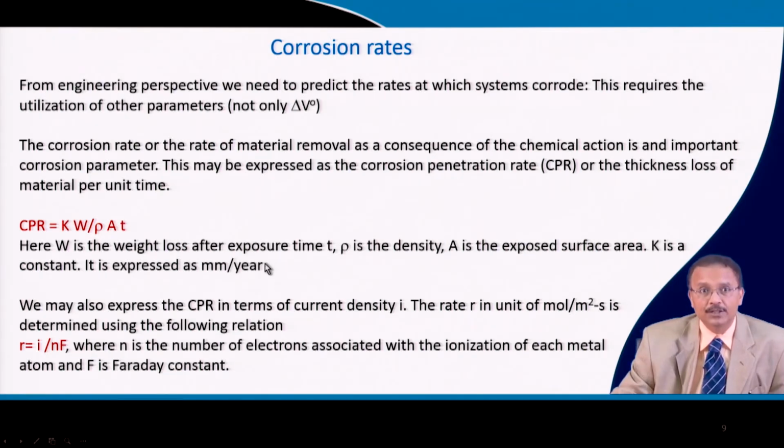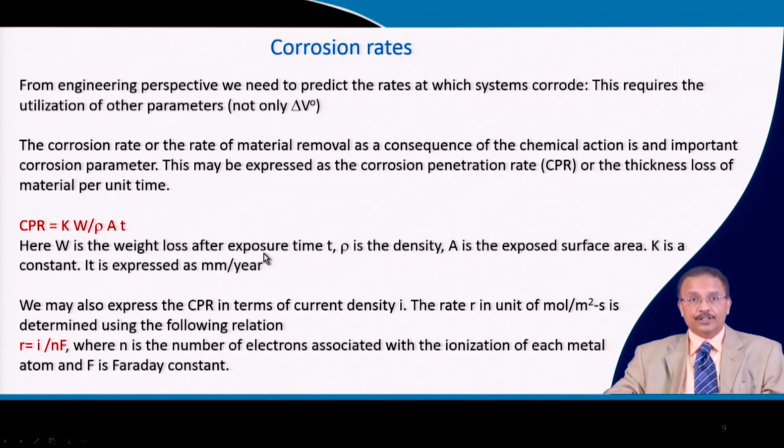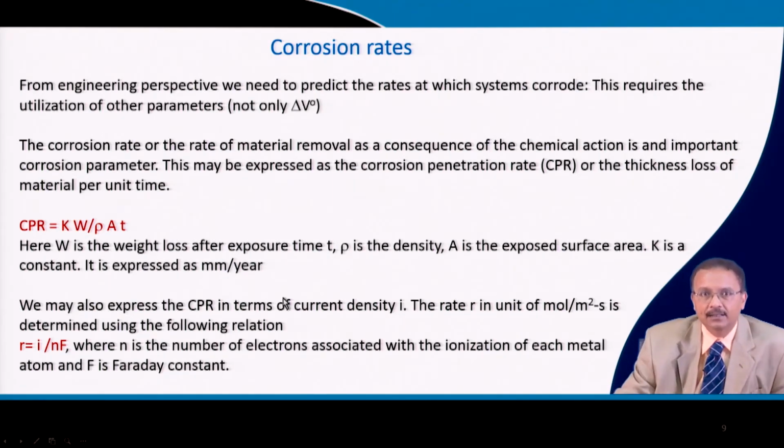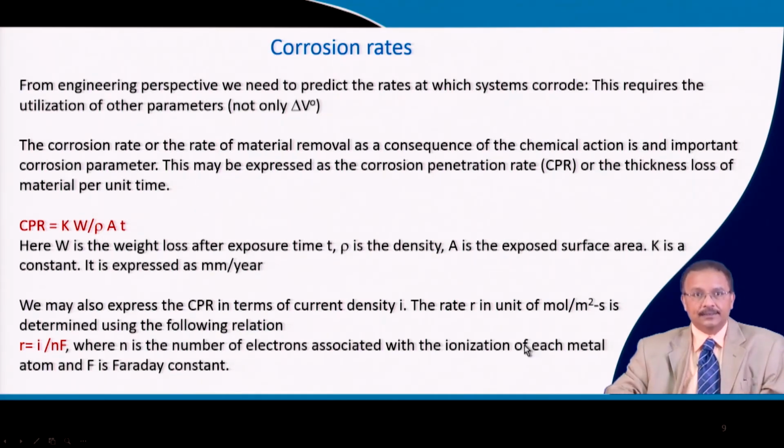We can also express the corrosion penetration rate in terms of current density i. Note that i is a current density, so current per unit area, and the rate unit is r. So, r is the current density divided by the number of electrons and the Faraday constant, and its dimension is mole per meter square per second, and this is also used to define the corrosion penetration rate.